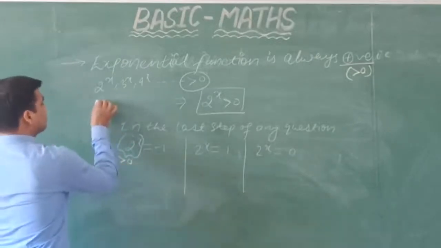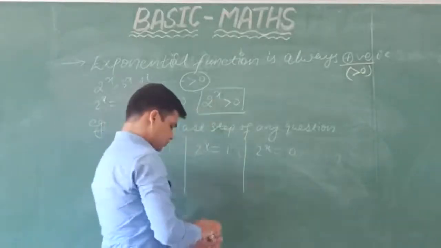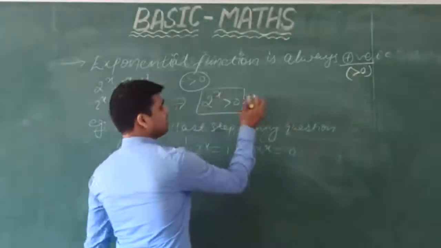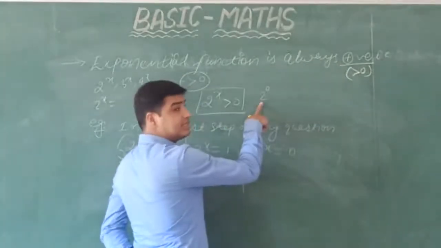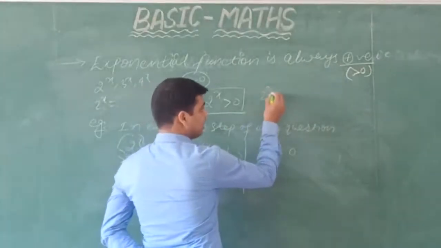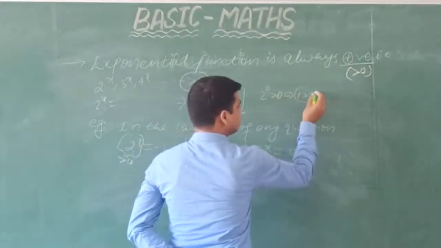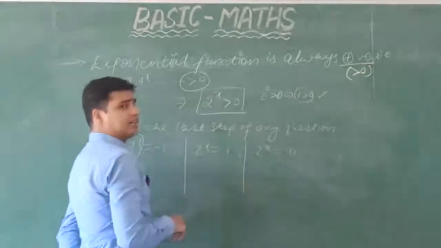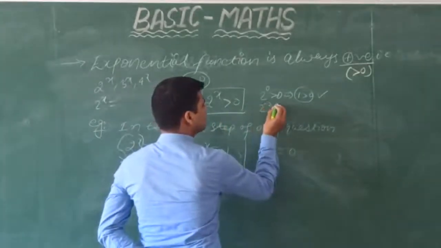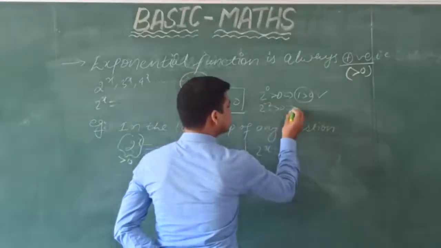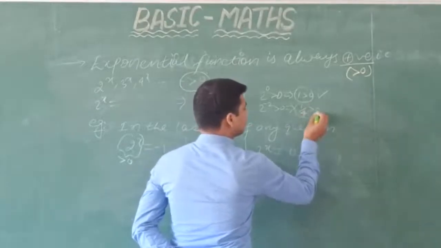How? See this. 2 raised to the power x: put 0 instead of x. 2 raised to the power 0, we know anything raised to the power 0 is 1, so 2 raised to the power 0 is 1, which is greater than 0. Yes, so this is satisfying. Same, put any negative number instead of x. I am putting 2 raised to the power minus 2. Is it greater than 0 or not? Yes, 1 by 4 is greater than 0. So it is also positive.